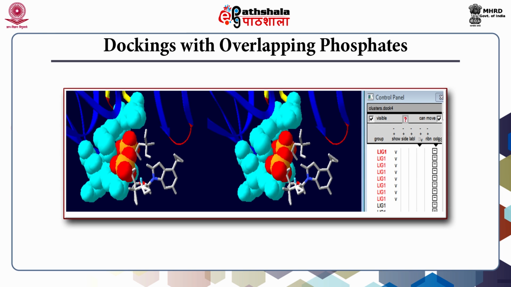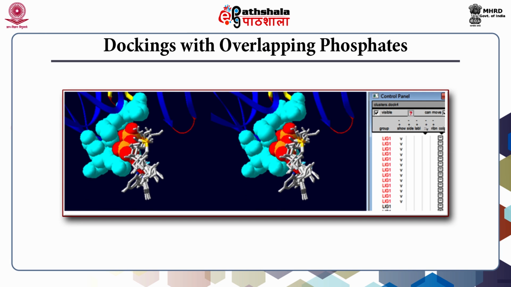This leaves us with all the 8 docked ATPs selected. Now display all the 8 docked ATPs by marking V in the first column of control panel against each. This display reveals that each of the docked ATP is overlapping with others.